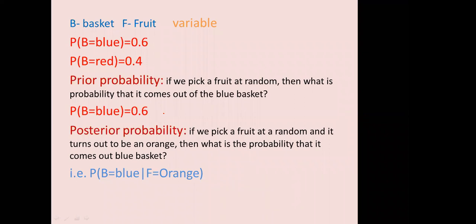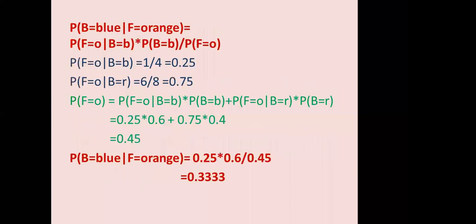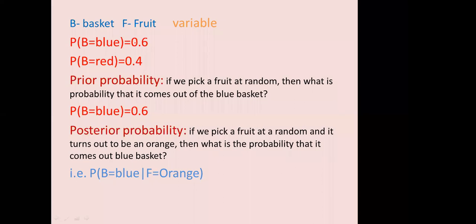Now we have one question. If we pick a fruit at random, then what is the probability that it comes out of the blue basket? And the answer is straightforward, since we have the prior information that the probability of picking the blue basket is 0.6. Therefore, this is the prior probability.